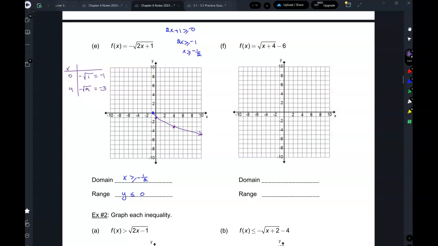Let's do another one. Okay, let's do the next one. Go ahead and quickly write down the domain and range.